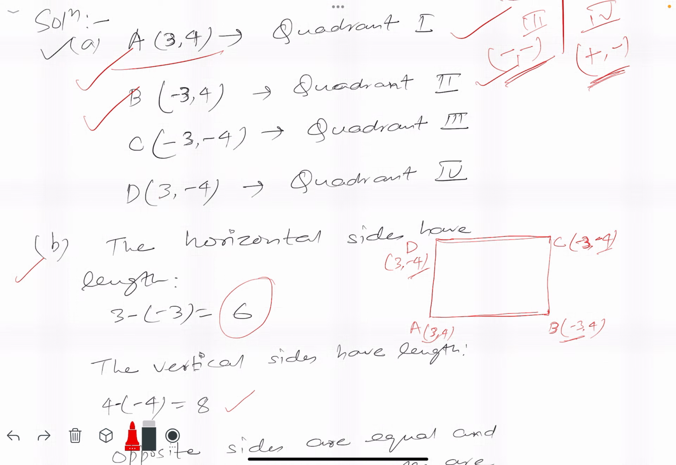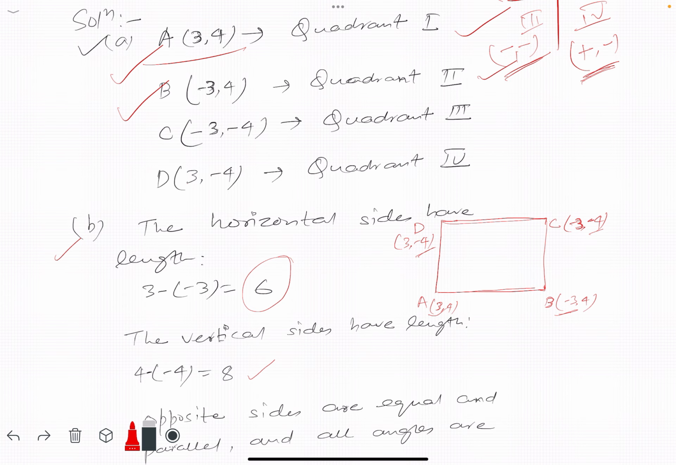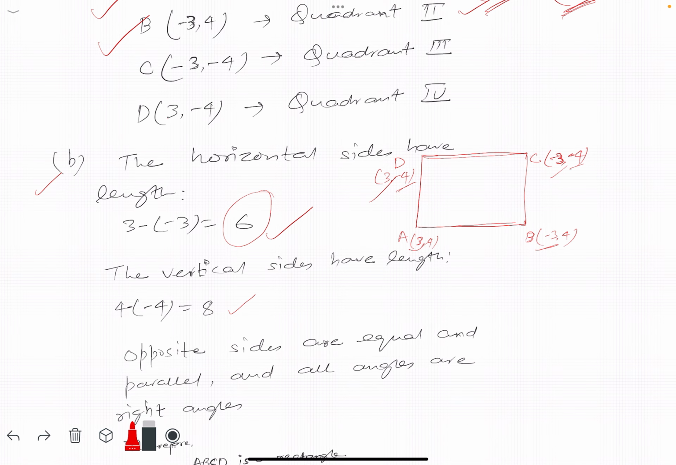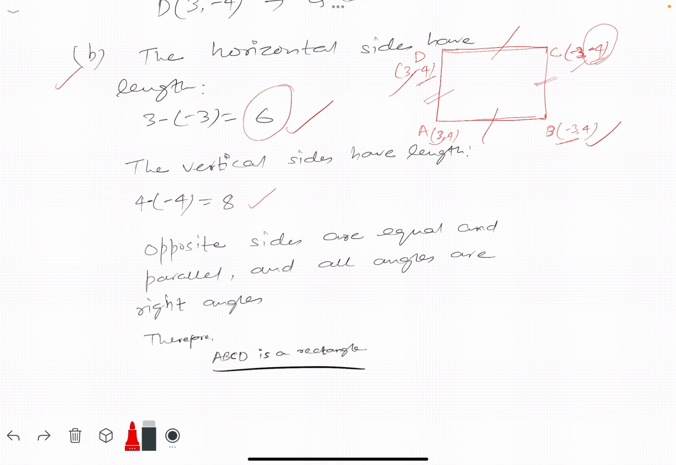The horizontal sides have length 3 minus (-3), that will be 6. The vertical sides have length 4 minus (-4), so it will be 8. Opposite sides are equal and parallel, and all angles are right angles, therefore ABCD is a rectangle.